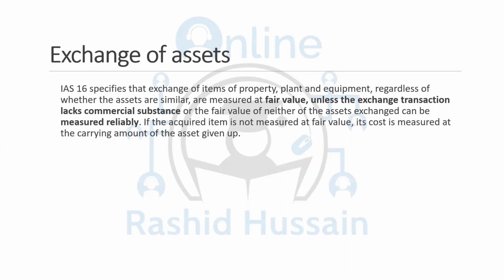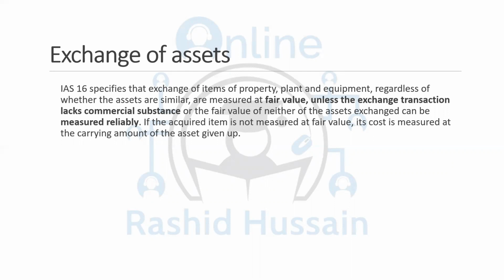Now we have the exchange of assets. Exchange of asset is known as barter. For example, you're taking one asset and giving another asset, or giving another asset and taking one asset. That is the exchange of asset known as barter. So when you are exchanging the asset instead of buying it, for example, I'm giving one car and taking another. For example, I'm giving one machinery and taking another. How should this transaction be recorded?